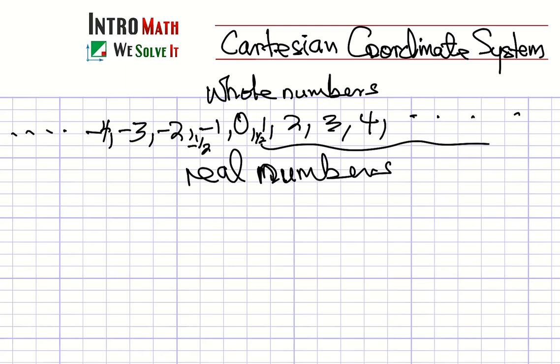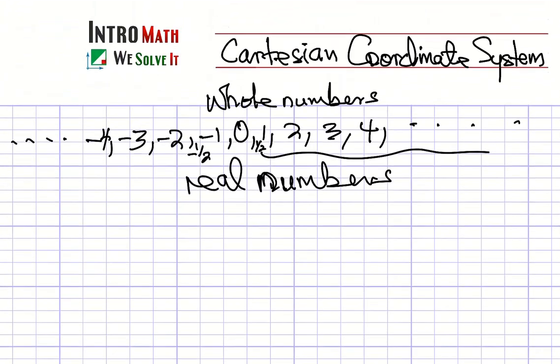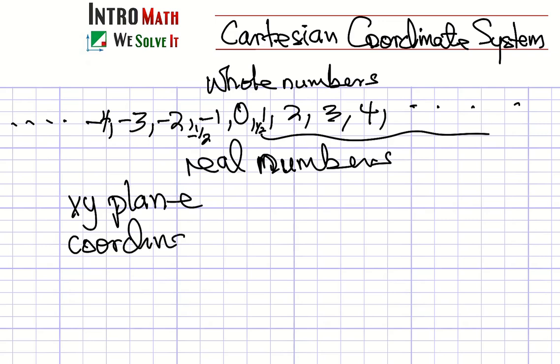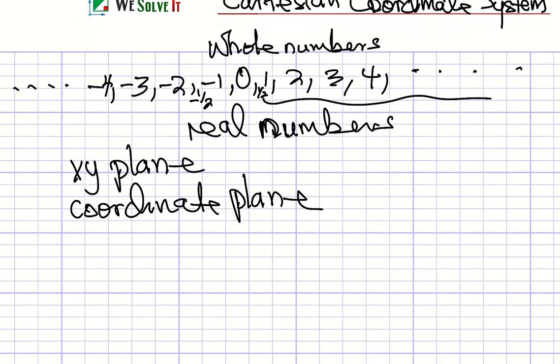The best way to represent it is the Cartesian coordinate system. The Cartesian coordinate system is also known as the XY plane. Sometimes they call it the coordinate plane or the coordinate system. It doesn't matter. The coordinate plane. So the word Cartesian.